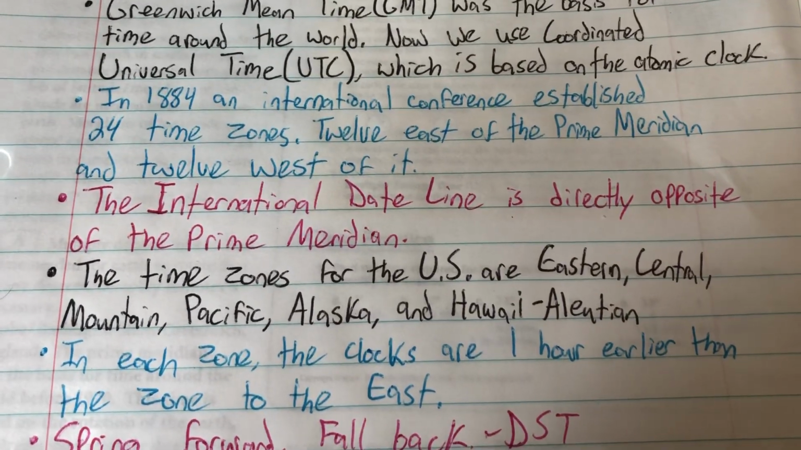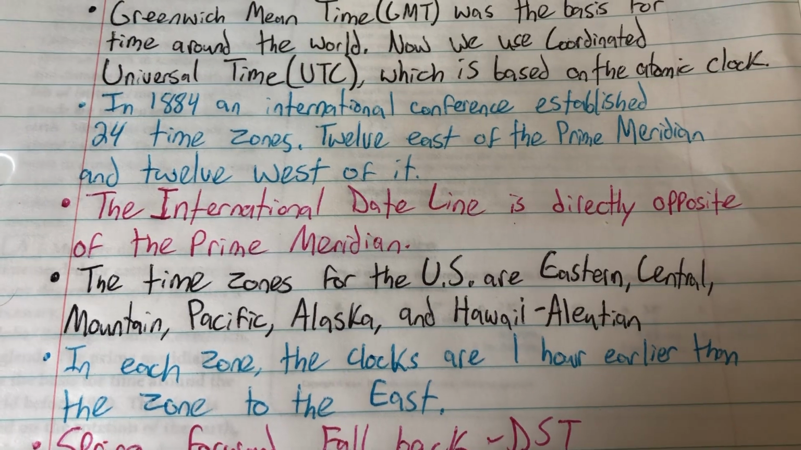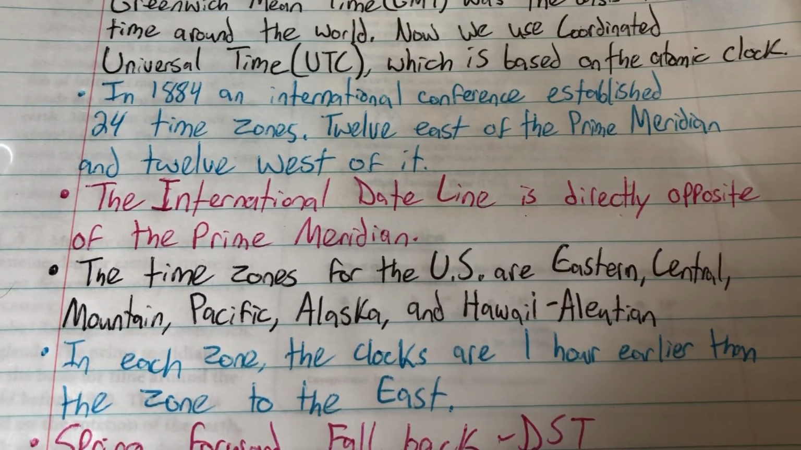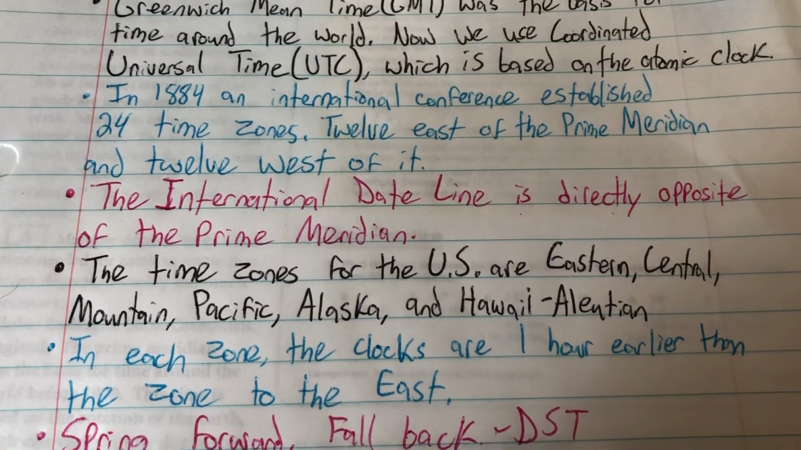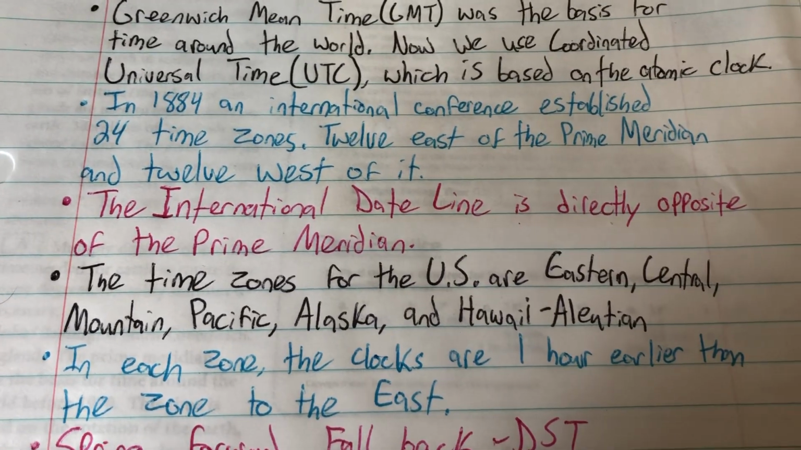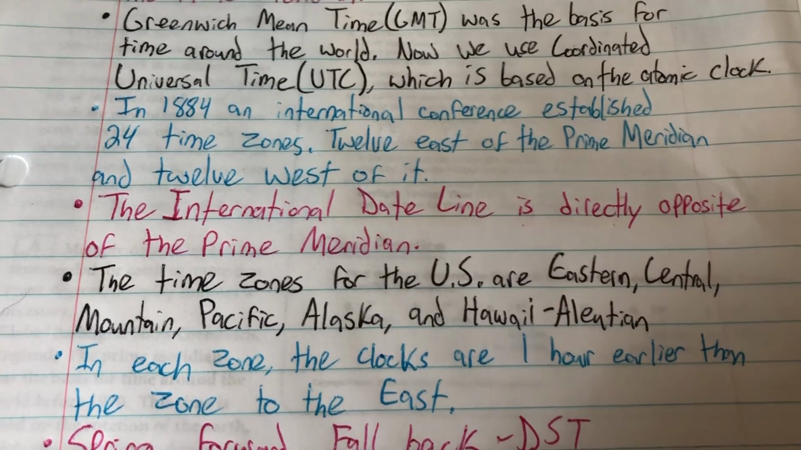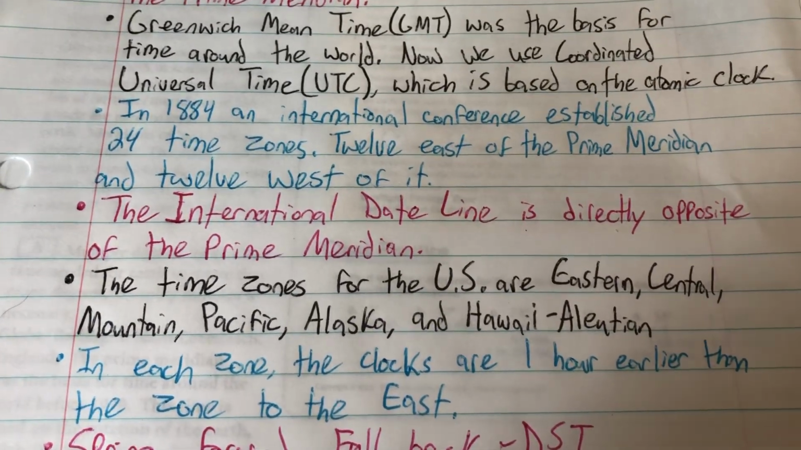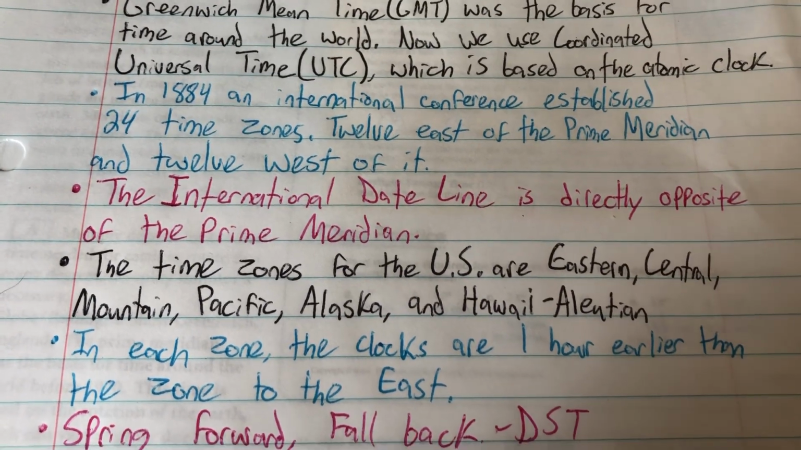In time zones for the U.S., we have several. We have Eastern, Central, Mountain, Pacific, Alaska, and Hawaii-Aleutian. The Aleutian is that island chain in Alaska. We are in Eastern, though the Central time zone is not very far from us. It does split up in Kentucky.